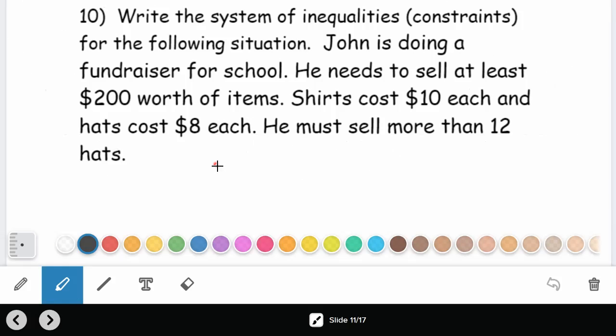Okay, on this next one, we're just writing a system of inequalities. They're not asking us to actually solve, they just want us to write a system. So let's see, John is doing a fundraiser for his school. He needs to sell at least $200 worth of items. Shirts cost $10 each and hats cost $8 each. He must sell more than 12 hats. Okay, so I'm going to let H equal number of hats, and I'm going to let S equal number of shirts.